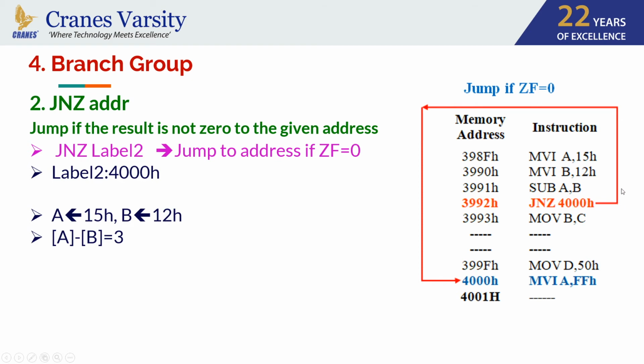When my zero flag is not set, or when I am getting a non-zero result, then I can use this instruction as a jump on non-zero. Here in the example, I am giving JNZ 4000. When I get a non-zero result, this instruction JNZ 4000 is going to execute. It is going to move to the 4000 memory location and continue its execution from MOV A comma FF.